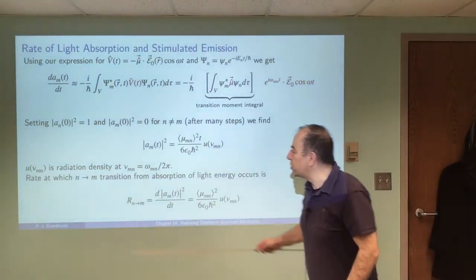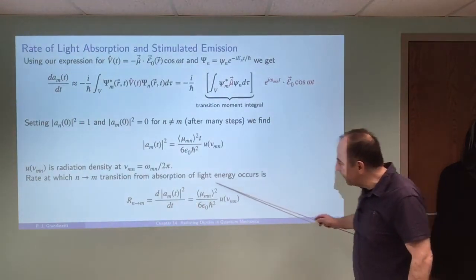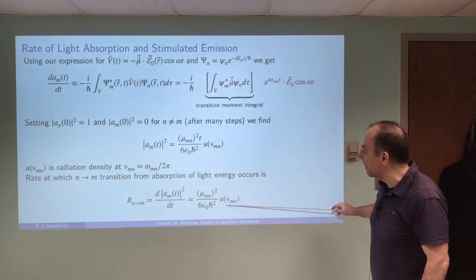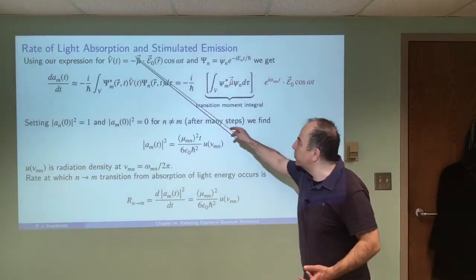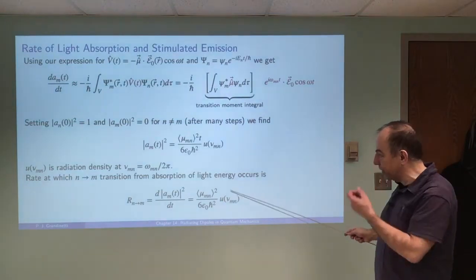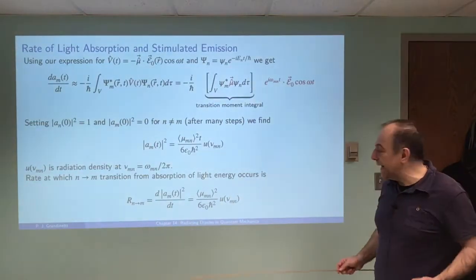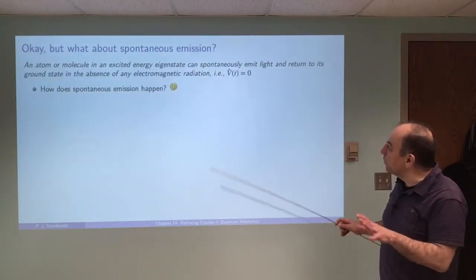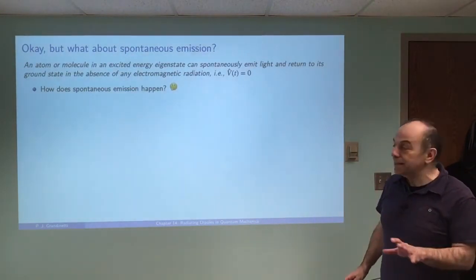So then the rate at which our transition from this n state to a given m state occurs is given by, just taking the derivative of this with respect to time, that expression there. So now we've worked out the rate at which light can be absorbed, or the rate at which the light will stimulate emission between energy eigenstates n and m. All right? Now, that's great for the stimulated emission, but we still have this issue of spontaneous emission.